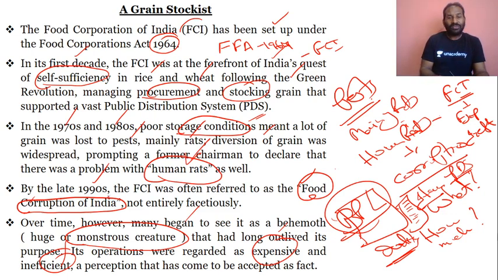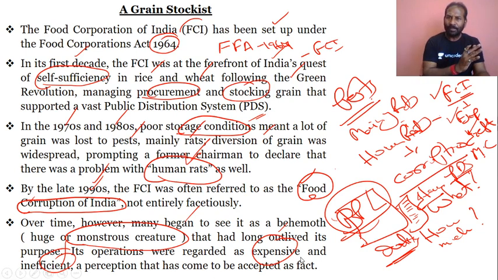But as we have seen in the 1990s, there were challenges, as FCI was often termed Food Corruption of India. Not only that, they looked at it as an expensive and inefficient organization, a monstrous creature, monstrous in the sense of a huge creature, which was actually not feeding the people but feeding itself, and it had become such a huge, monstrous Food Corruption of India. But we will look at the other side of it also.